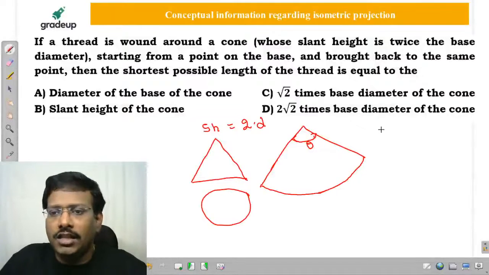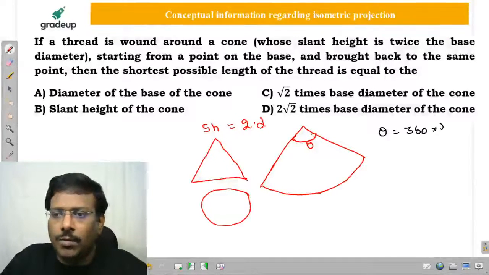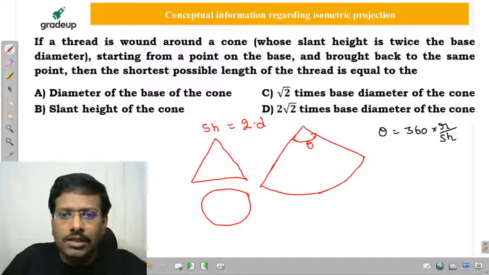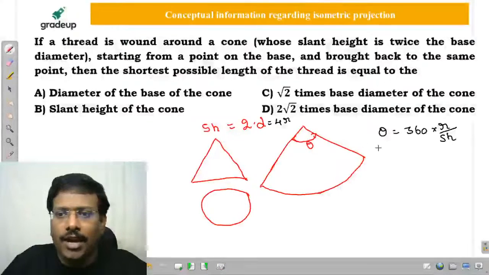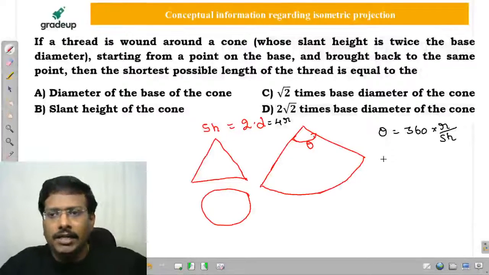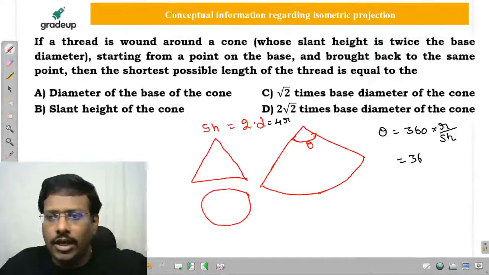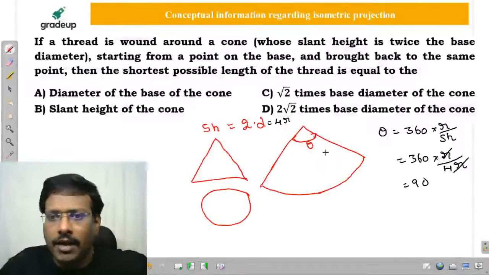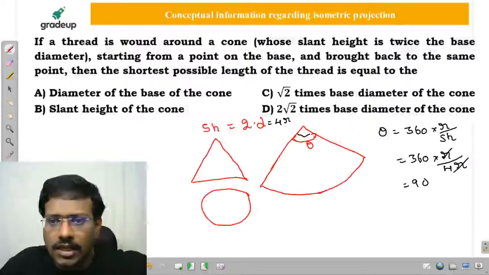Now we know that theta is equal to 360 into small r by slant height. Sir, here this is nothing but 4 times r. Am I right or not, my dear friends? Slant height is nothing but 4 times r. 360 into small r divided by 4 times r, r will get cancelled. We are going to get 90. Remember, my dear friends, this theta is 90 degrees.